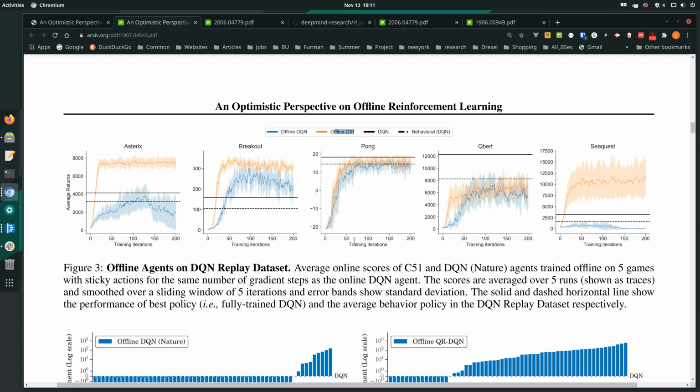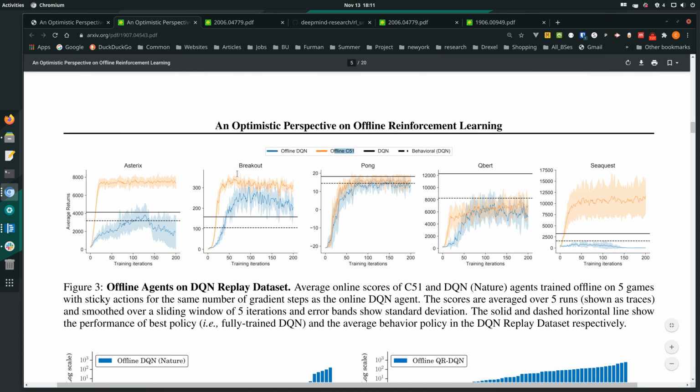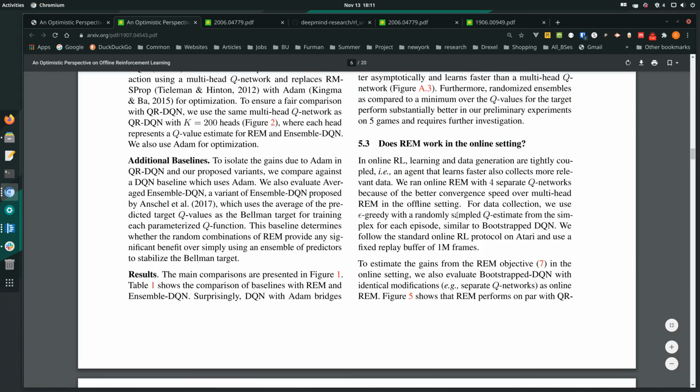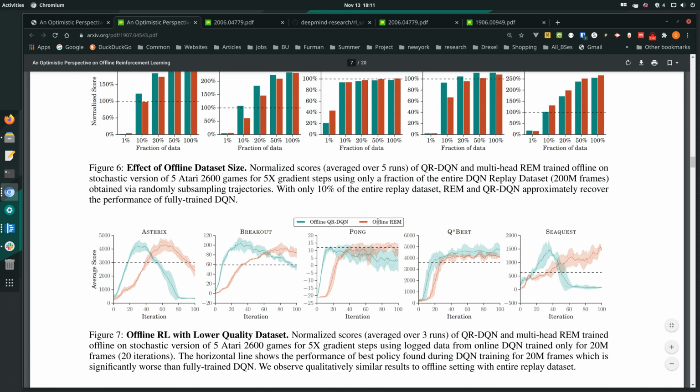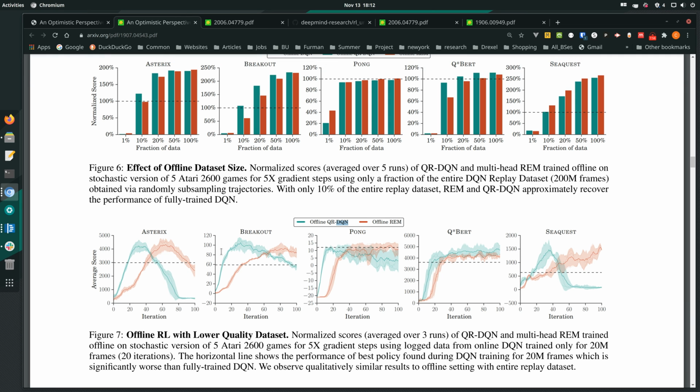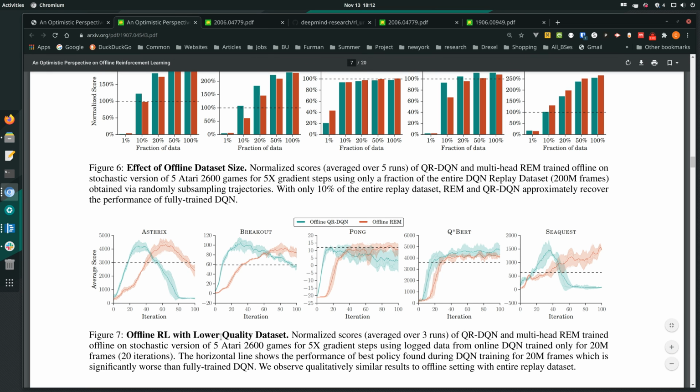I see. So I was a little bit confused because over here you see the offline DQN and offline C51 are able to perform quite well, let's say in a breakout environment, reaching at least 200 reward after the training iterations. However, as you go on in the paper, where I guess these are some of the methods that they propose, offline REM or offline QRDQN, just by comparing the scores, it seems to be performing much worse. Is it because these ones are trained on bad data sets?